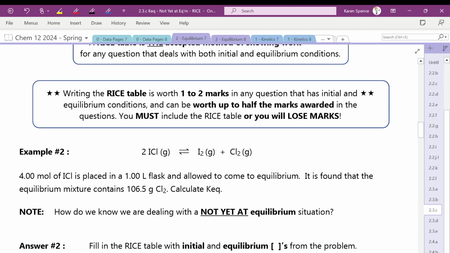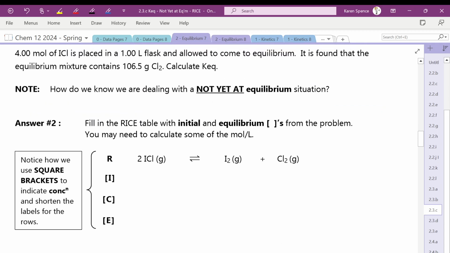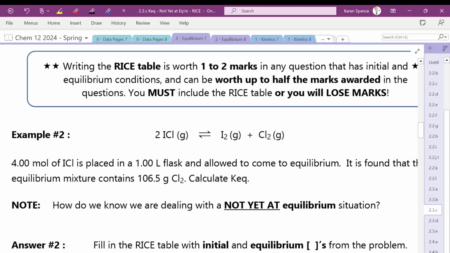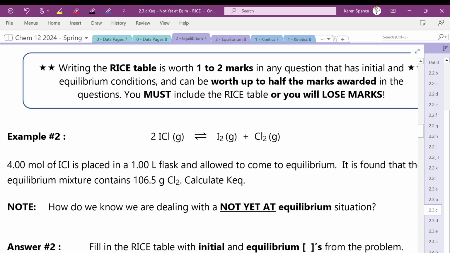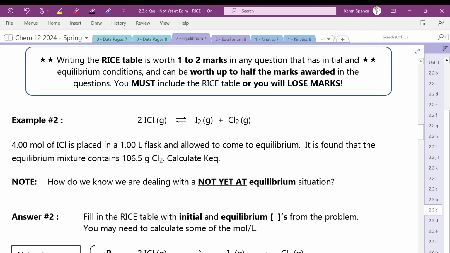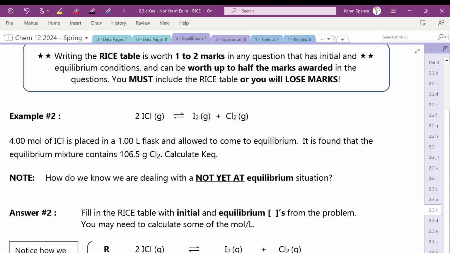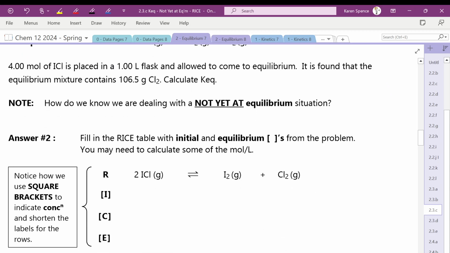So let's try number 2. Actually, do you guys want to try number 2 on your own? Yeah, try number 2 on your own. See what you get, okay? And notice I've just written square brackets around ICE to show that we're finding concentration.